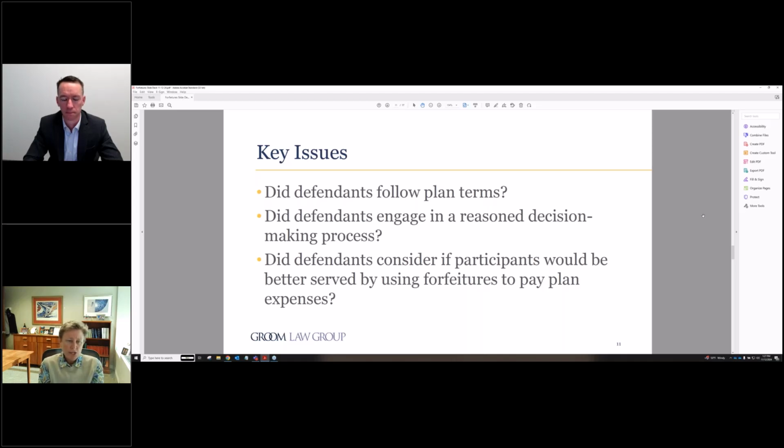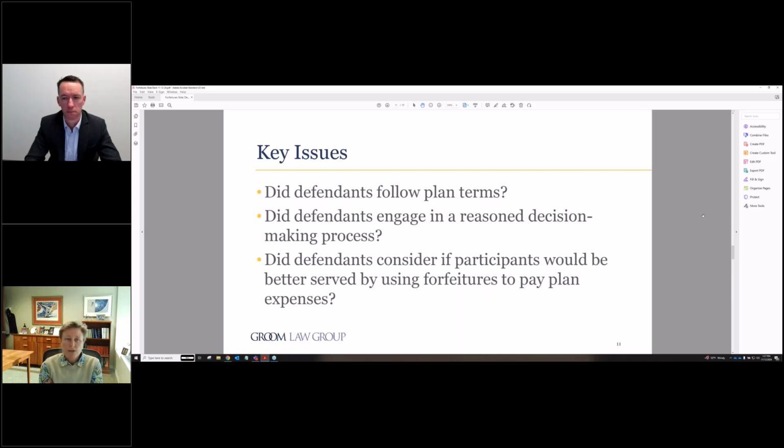And then plaintiffs can allege, gee, defendants didn't really consider whether participants would be better off if we use forfeitures for one thing or another. So those are really the issues that the plaintiffs bring up. Did you follow the plan terms? The plan terms were permissive. Then you had a fiduciary decision to make. Did you have a reasoned decision-making process? Did you document why you made the decision you made? And did you even consider what would be better for participants?